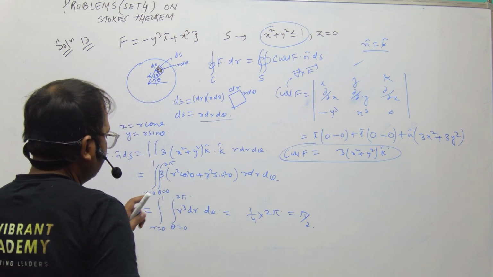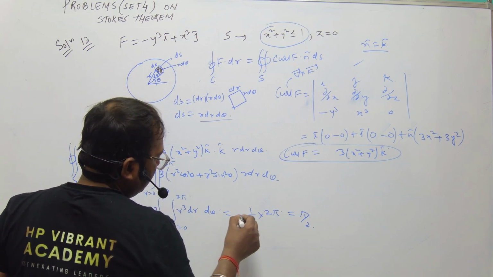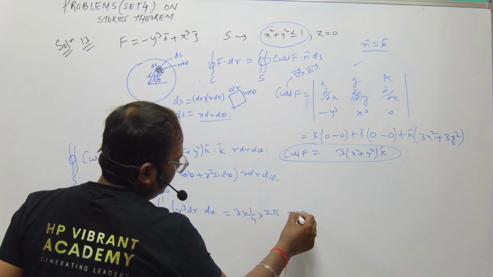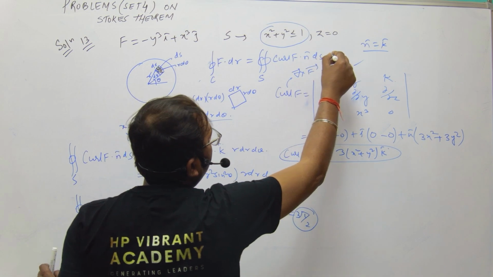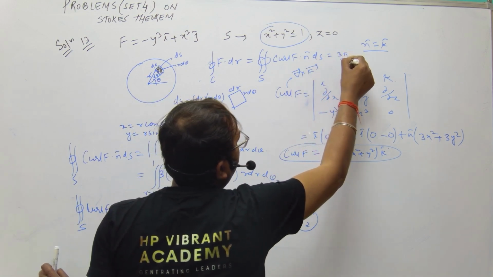And we have the factor 3 here. So this is 3 times pi upon 2, that is 3 pi upon 2. So the value of curl of f dot n cap ds is equal to 3 pi upon 2.